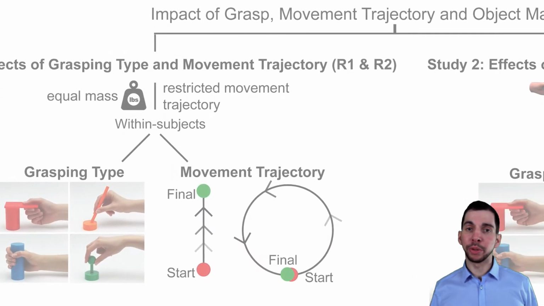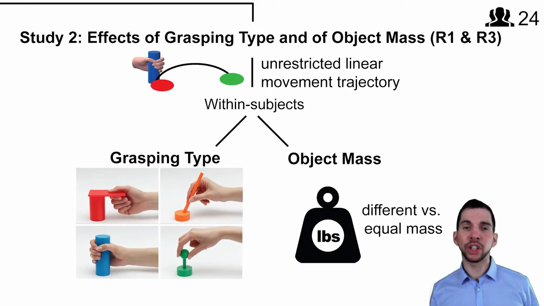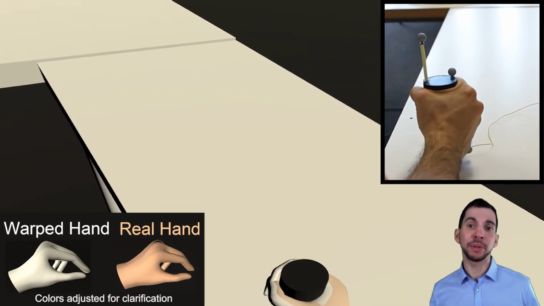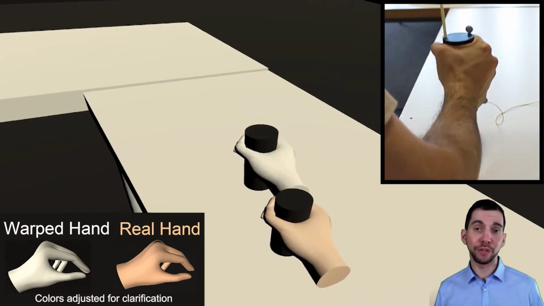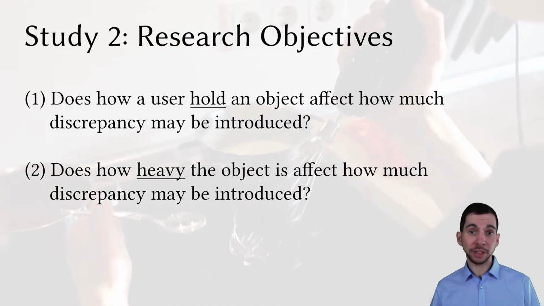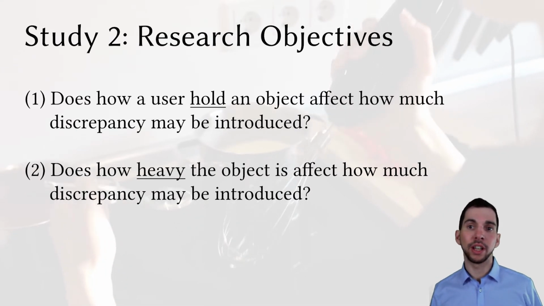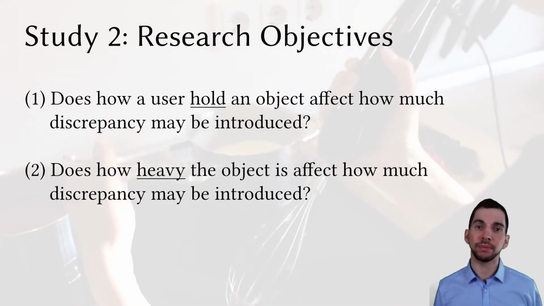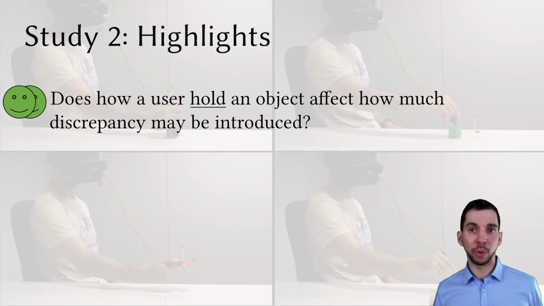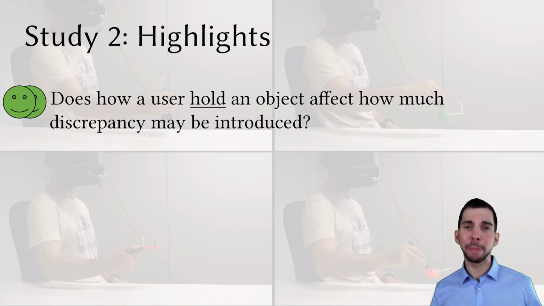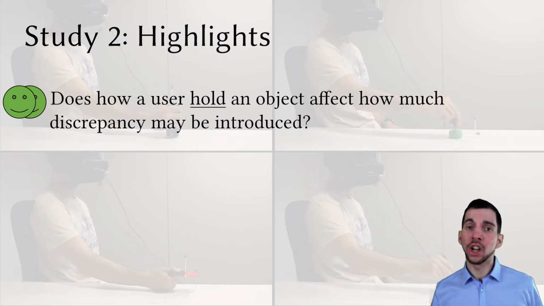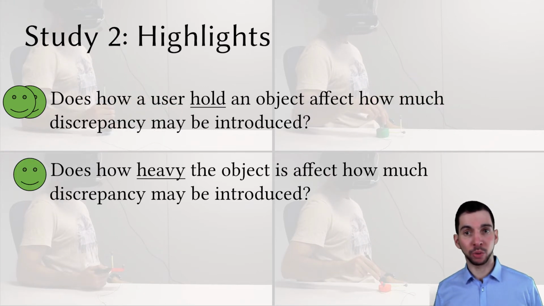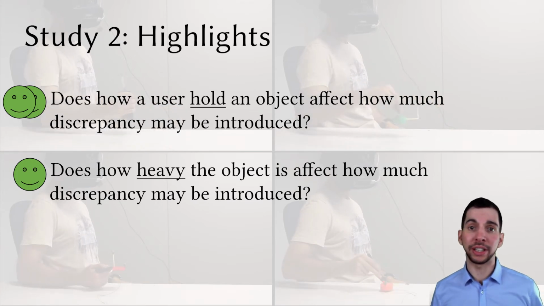In study 2, we recruited a new set of 24 participants and looked at unrestricted movements, comparing again our 4 grasping types and object masses up to 500 grams. We used the same method as in study 1, however this time participants were completely free in their movement, leading us to the following research objectives. Does the grasping type or the weight of the object affect the possible discrepancy? Our results support the findings from study 1. Different grasping types do not seem to impact the detection thresholds. Additionally, our results suggest that object masses below 500 grams play an insignificant role when designing visuo-haptic illusions.